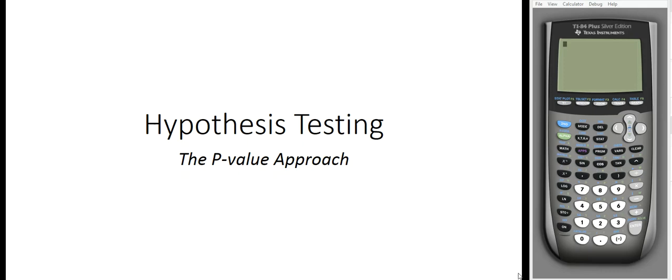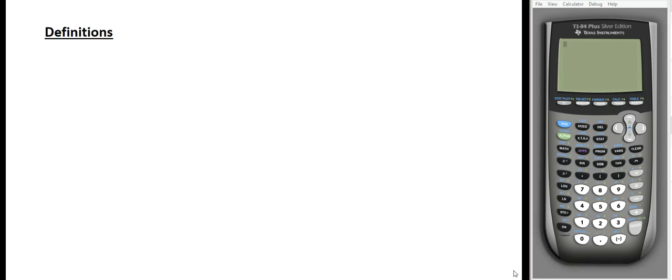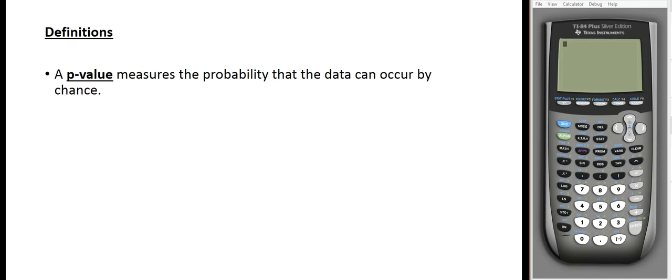In this video, we're going to look at hypothesis testing, and we're going to look at one of the approaches that we can have. In our text, we're going to look at actually two different approaches, the p-value approach and the classical method. So we'll look at the classical method in another video. Okay, so let's first start with some definitions.